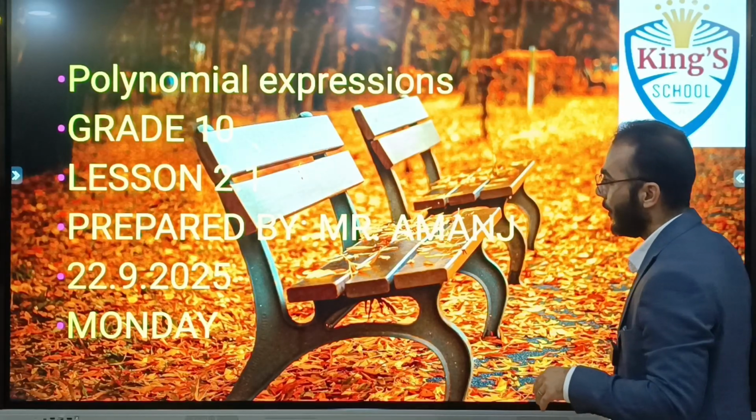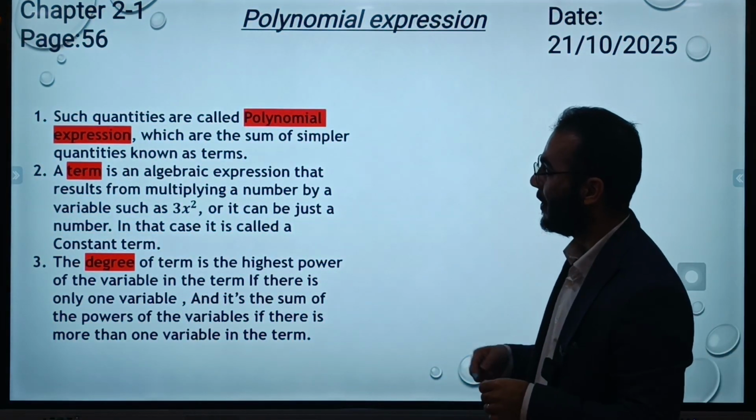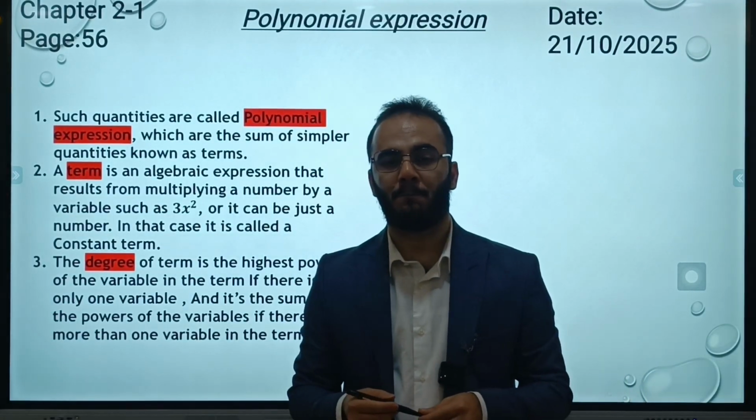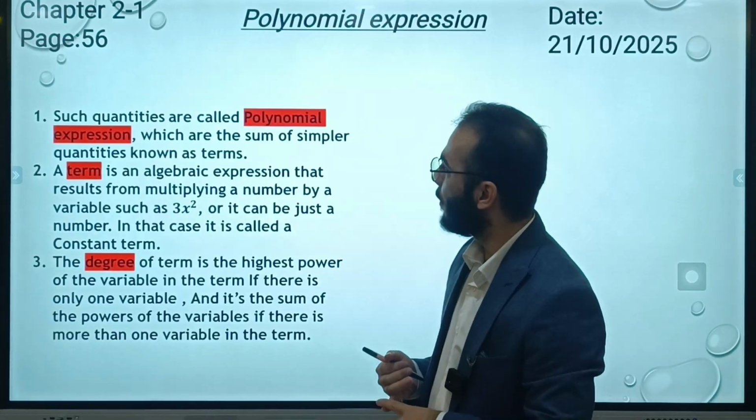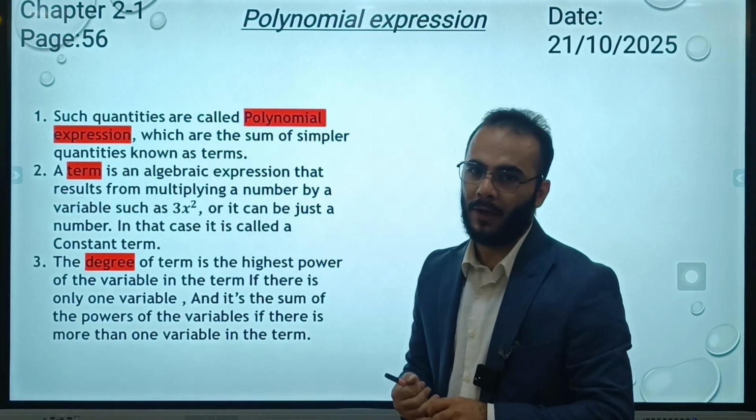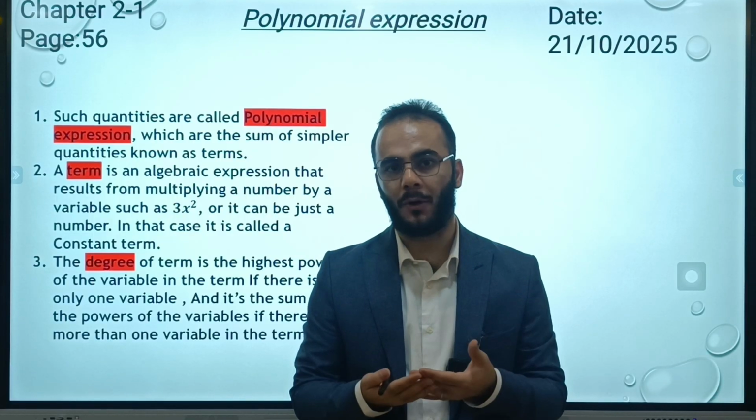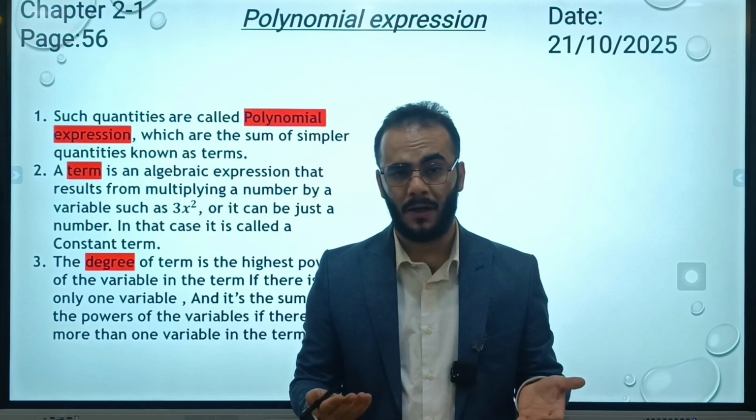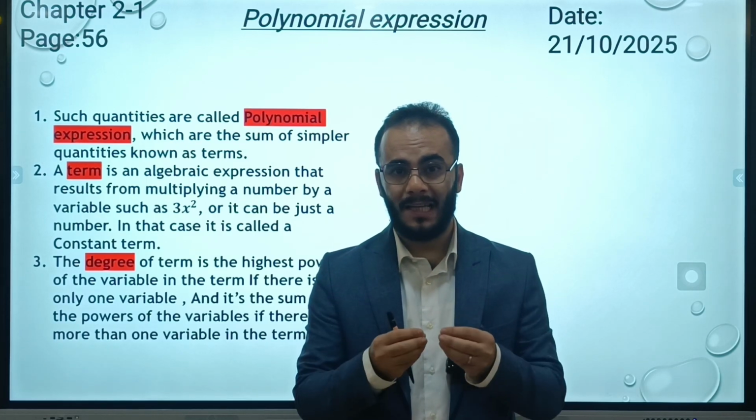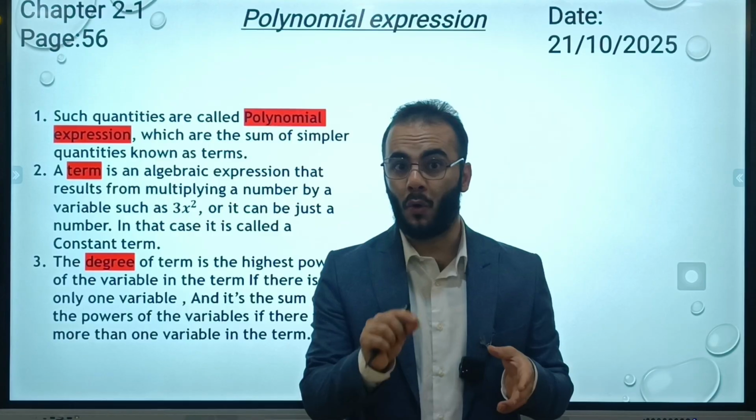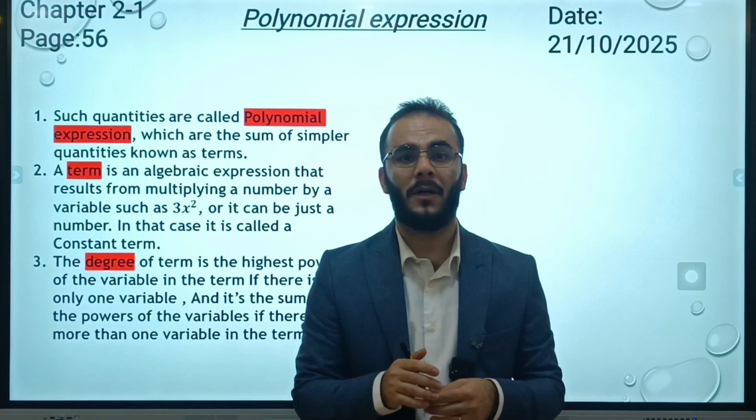Alright, so the first thing that we are going to talk about is these three things that we need to know, we need to take care of them. The first one is polynomial expression. What is a polynomial expression? It is a mathematical expression, we can say, or a quantity that consists of numbers and variables in different parts. We call those parts terms, and they are added or subtracted from each other.